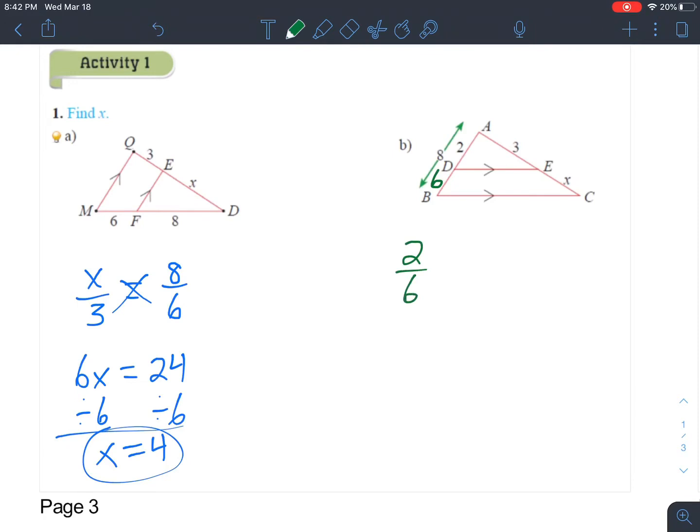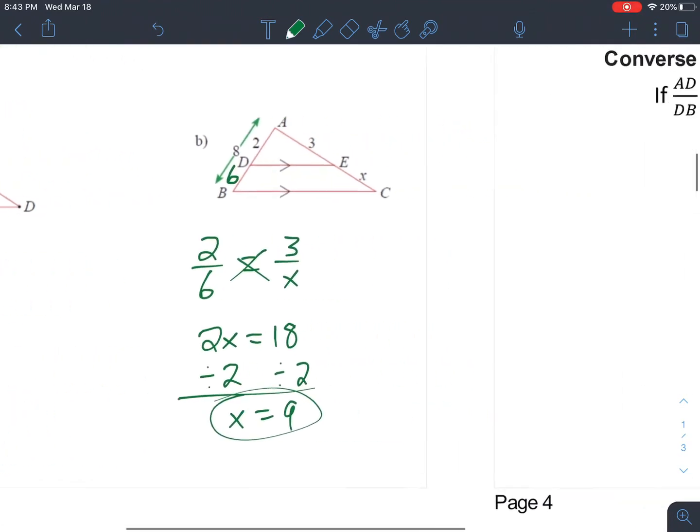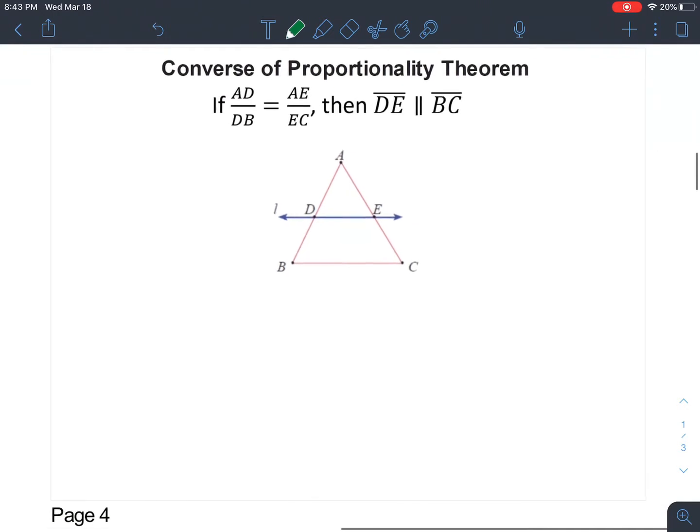Now what we can do is set up our two fractions. I'm going to have 2 over 6 is equal to 3 over x. And then we just need to solve this. Cross multiplying gives us 2x equals 18. If we divide both of these by 2, then we know that x will be 9.